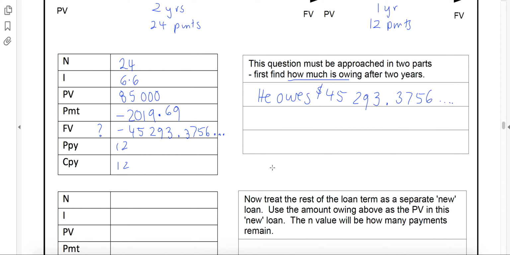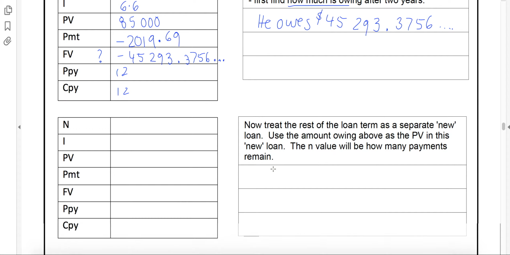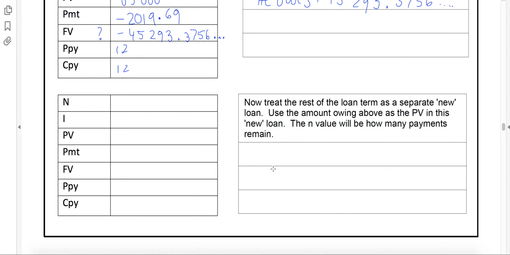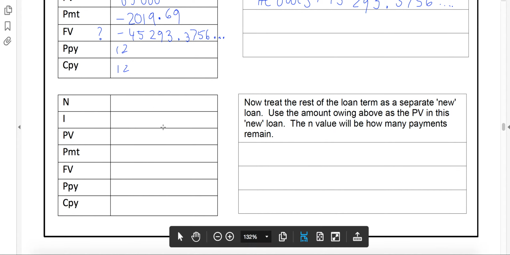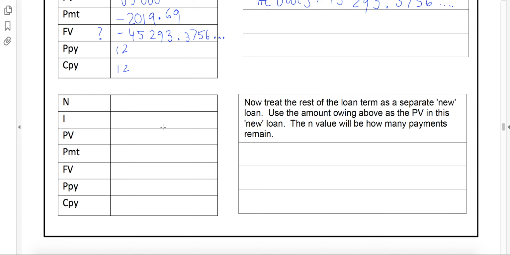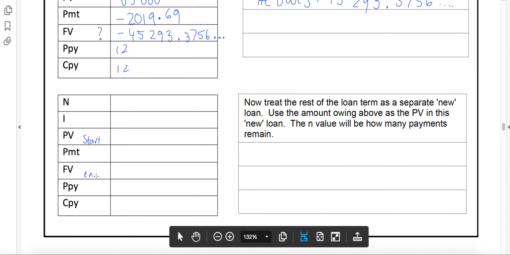Okay, the next part. Treat the rest of the loan now as a separate new loan, because our financial solver will require us to do that. So we're going to use the amount owing up here as the start of this next period of the loan. So start and end down here. Now keep in mind he wants to pay it off, so our end is going to be 0. 12 and 12 is the same, and we have the interest rate staying the same as well. So we've got that happening.